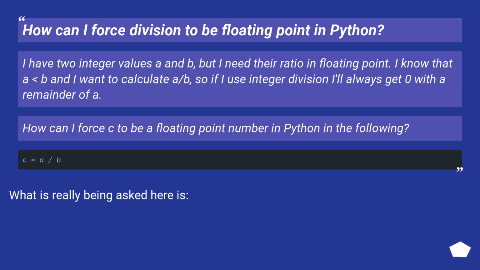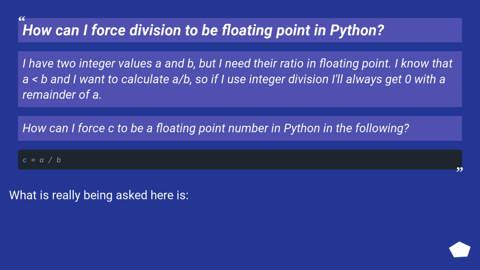How can I force division to be floating point in Python? I have two integer values a and b, but I need their ratio in floating point. I know that a is less than b and I want to calculate a/b, so if I use integer division I'll always get 0 with a remainder of a. How can I force c to be a floating point number in Python in the following?